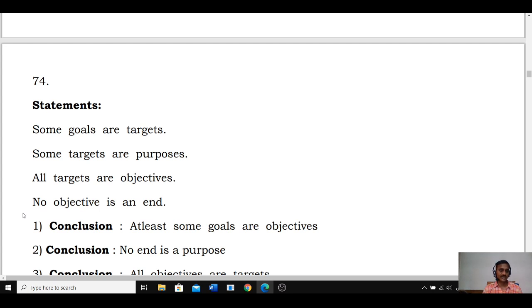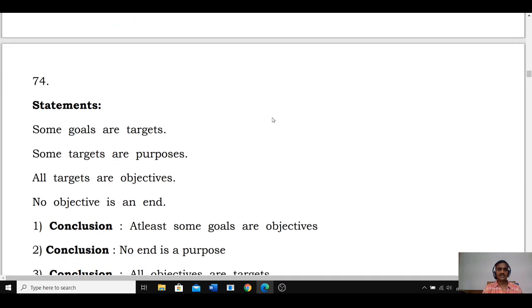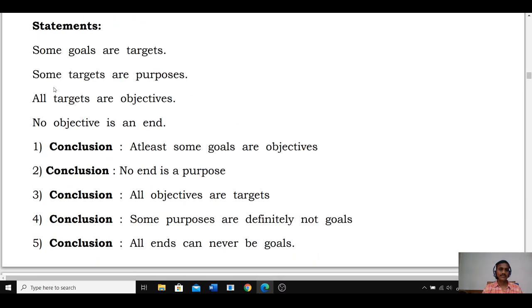Now in this 74 and 75, they are based on what? They are based on syllogisms. From the given statement, that conclusion as your answer logically follows. As logically follows here, then some goals are targets. Some of the goals are targets. These are the goals which are targets. Some targets are purpose, and all targets are objectives.